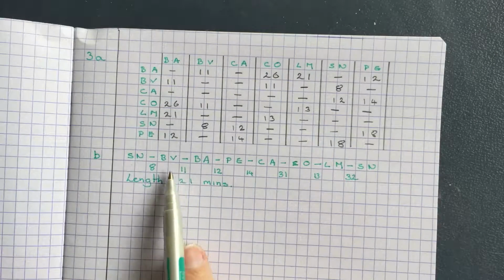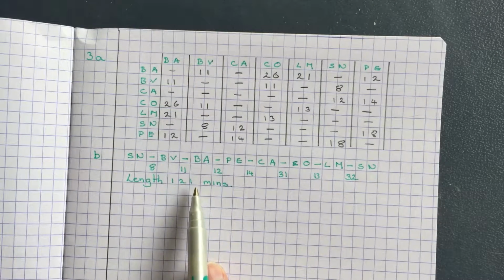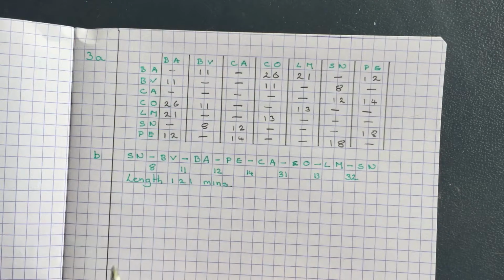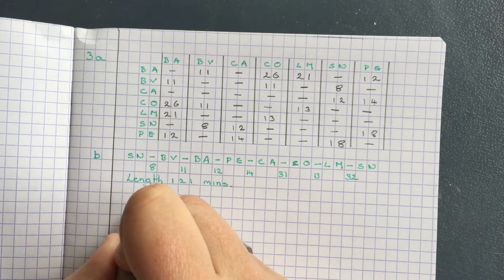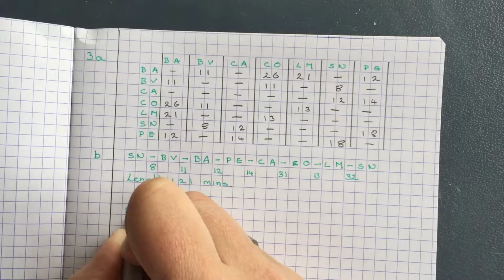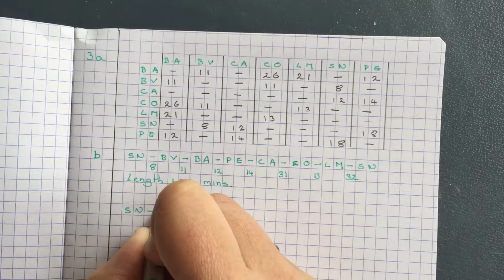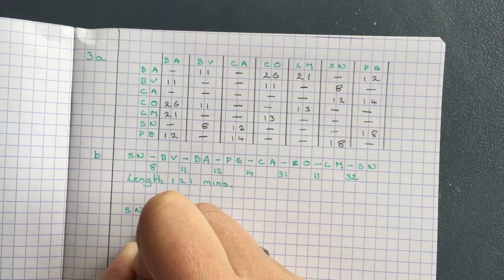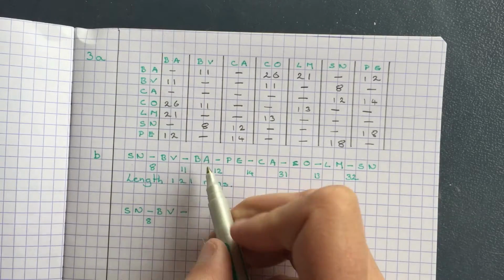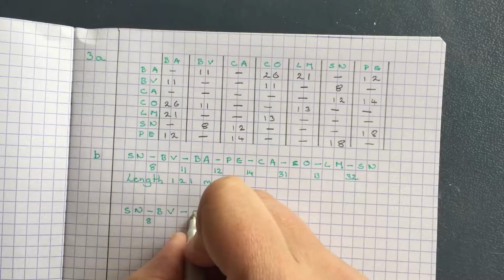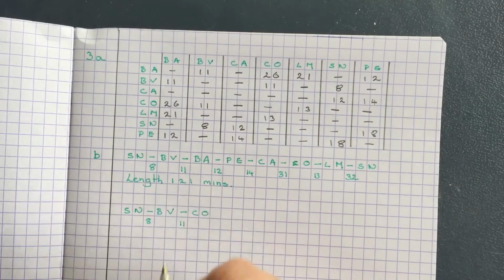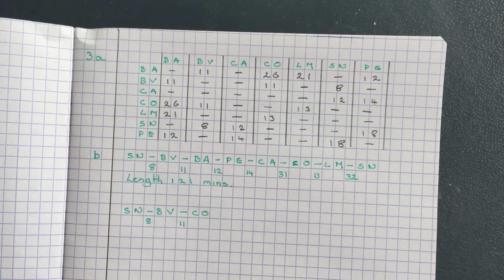If you chose the other 11, you will not have got this answer. You'll get what I get in the next bit. So the other option that we could have done was we could have done SN to BV, which will still be the same. And then if instead of choosing that 11, we chose the other one that took us to CO, then we'll get a different route.